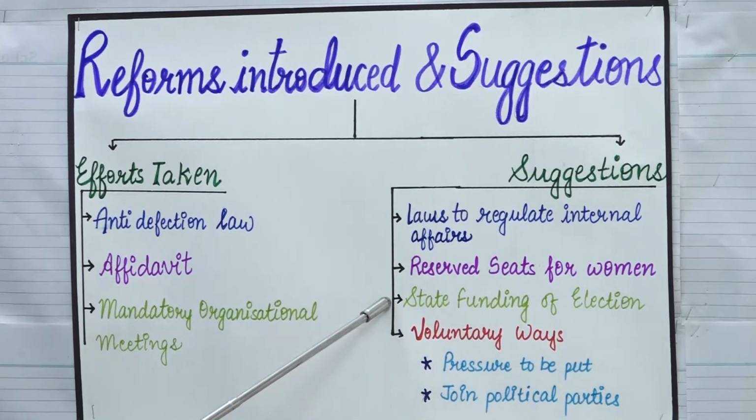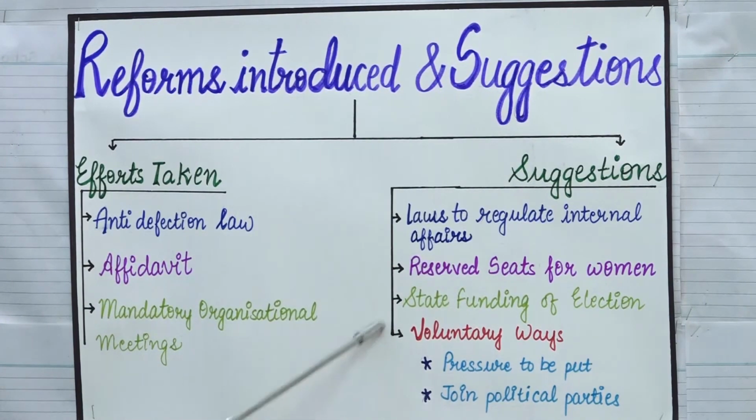The third point is state funding of elections. As I told you about the challenge, money and muscle power. The parties need a lot of money during the campaigning. So many a times they choose the candidates who are financially strong. To avoid that problem, the state should follow the policy of state funding. In that, the political parties can be given some amount so that they may bear the expenses required during elections.